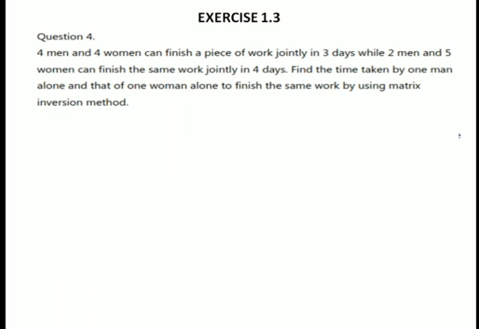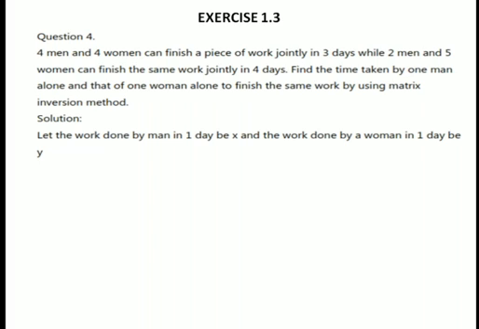Question 4. 4 men and 4 women can finish a piece of work jointly in 3 days, while 2 men and 5 women can finish the same work jointly in 4 days. Find the time taken by one man alone and one woman alone to finish the same work by using the matrix inverse method. First you write the work done by the man in 1 day equal to X and the work done by the woman in 1 day equal to Y.